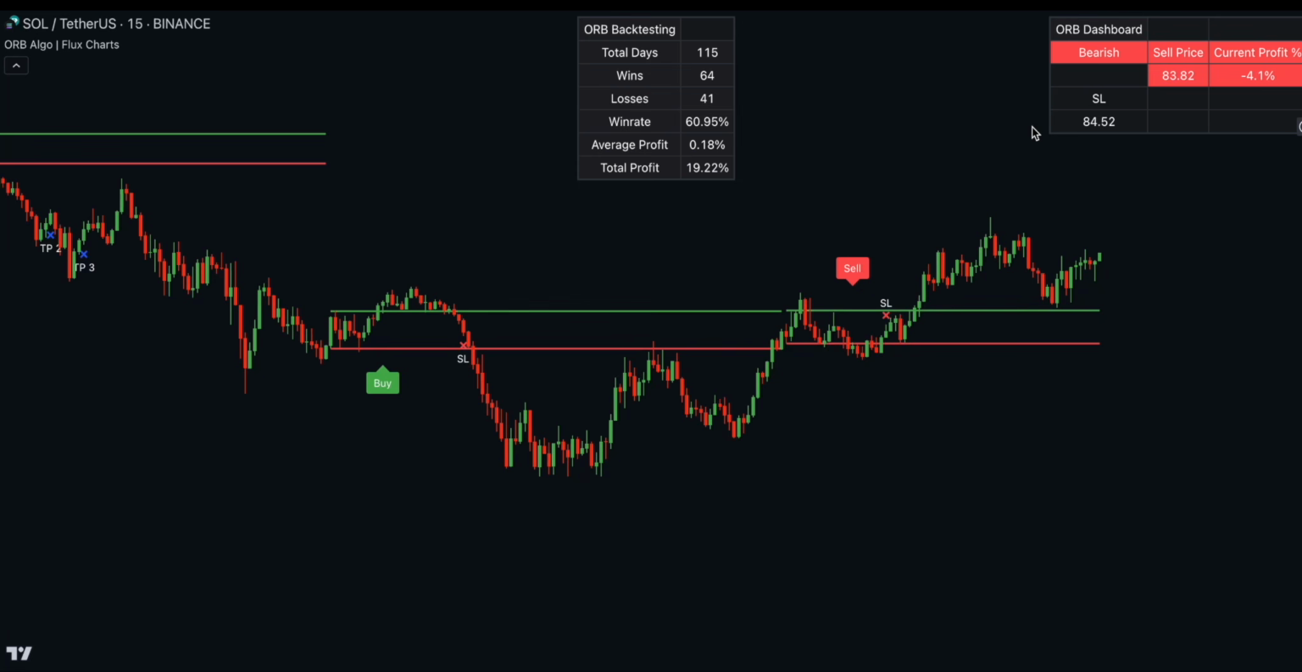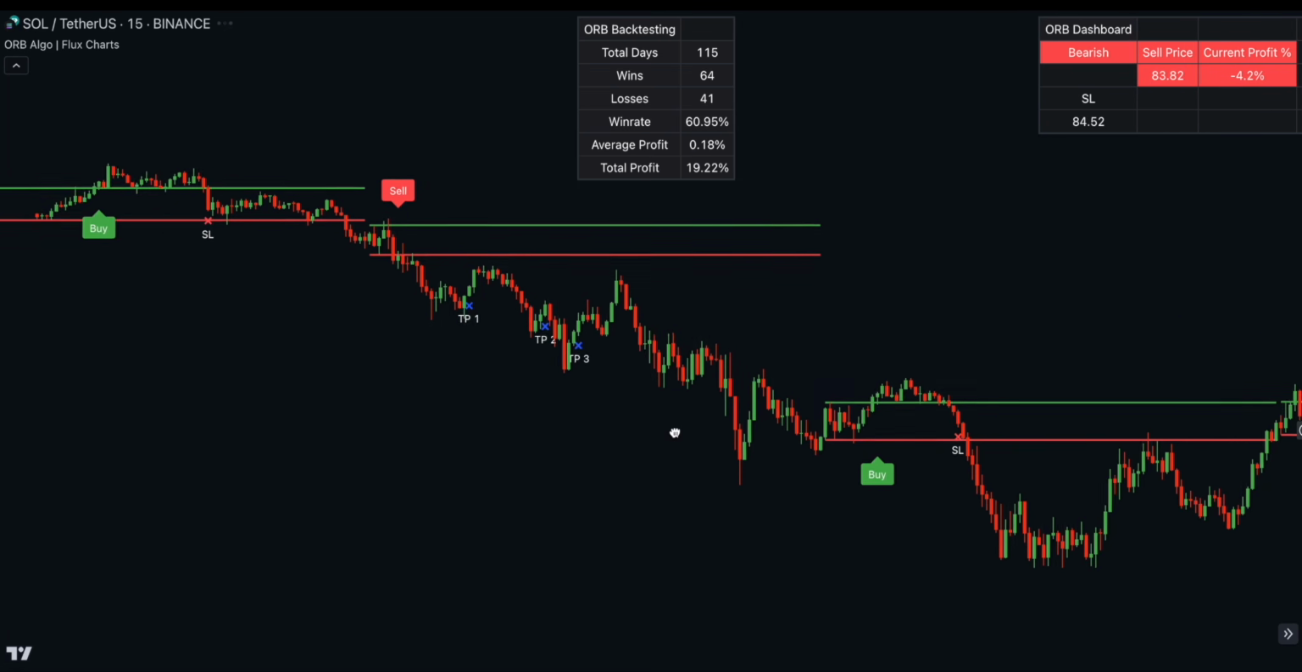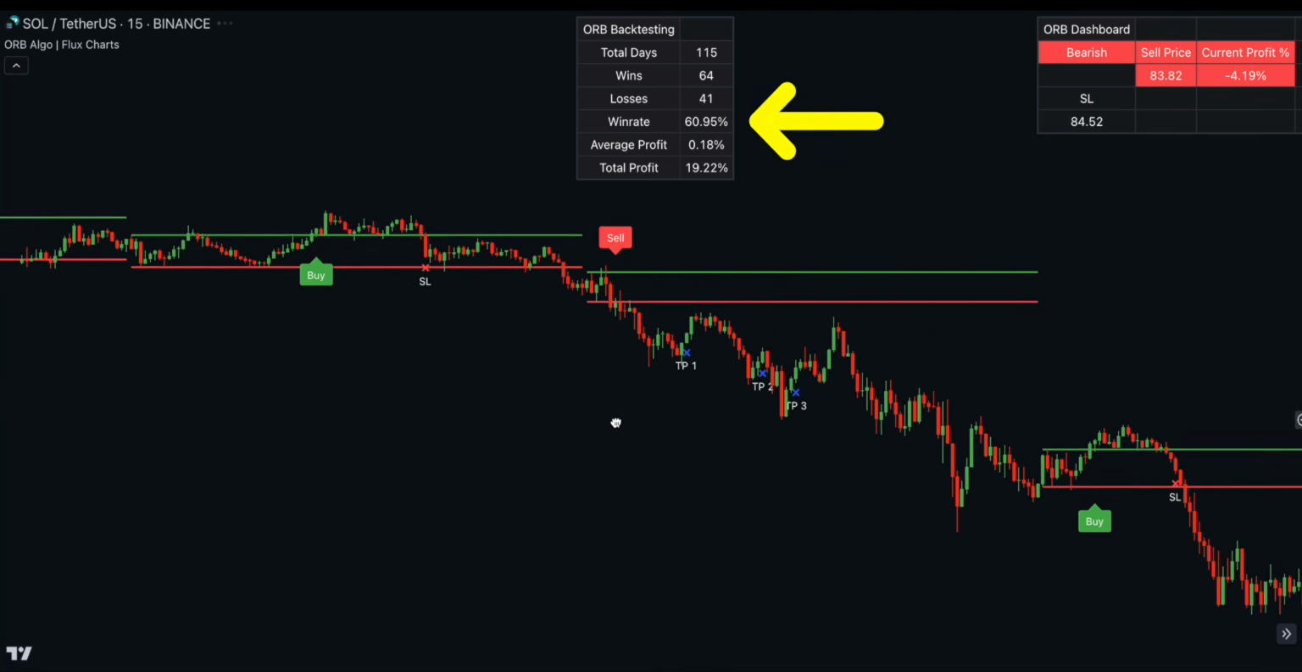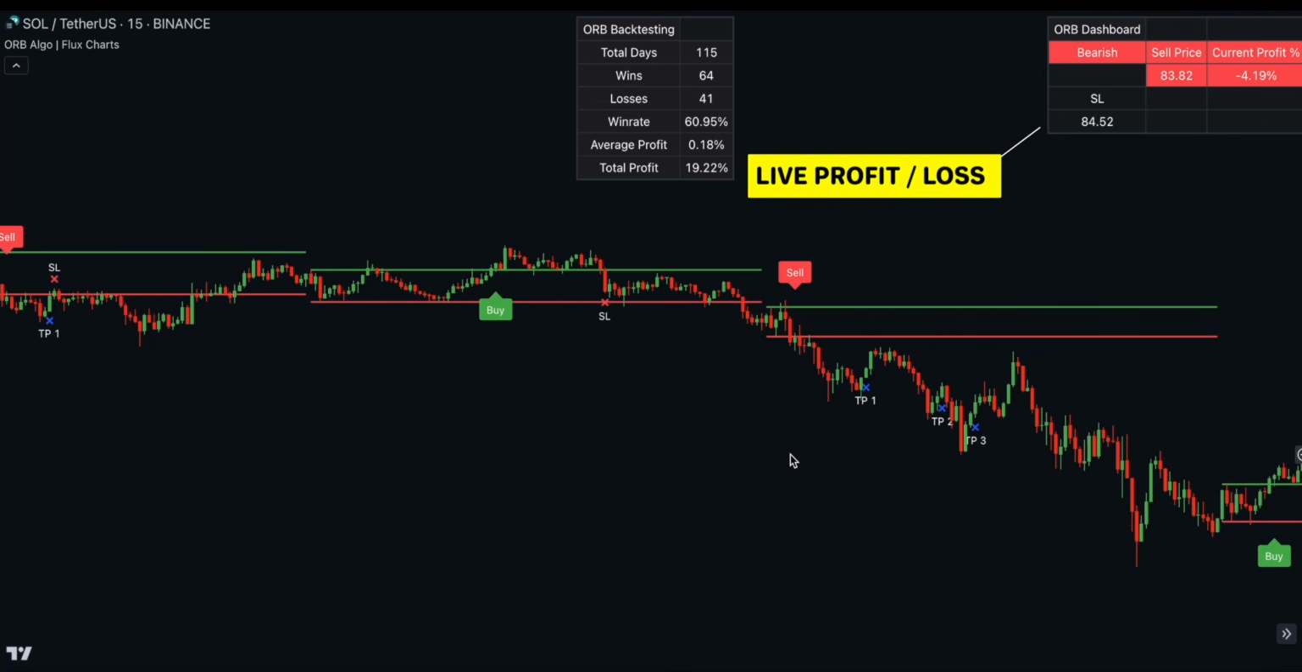This tool specializes in analyzing the market trend in the current session and provides crucial trading signals including buy-sell, take-profit, and stop-loss. The Orbee Algo is a fine example of how advanced algorithms can simplify complex trading strategies for real-time applications. The algorithm has a good win ratio on the Solana 15-minute price chart. The total profit generated is also shown on the backtesting panel, along with wins, losses, and total days traded.